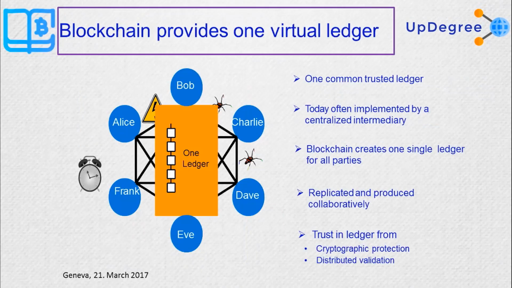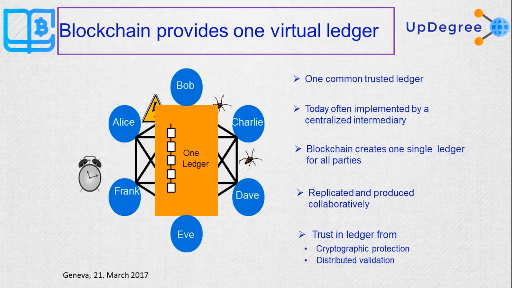So that's why you have blockchain, right? This is from the Geneva conference. It has one ledger, whether we have Frans or Bob or Charlie or Dave or Eve, it doesn't matter. It has one trusted common ledger, and it's implemented by a centralized intermediary. That means the process is decentralized, but it is actually a single point of contact. It's a single ledger for all parties, and it doesn't have replication, and it is produced collaboratively.